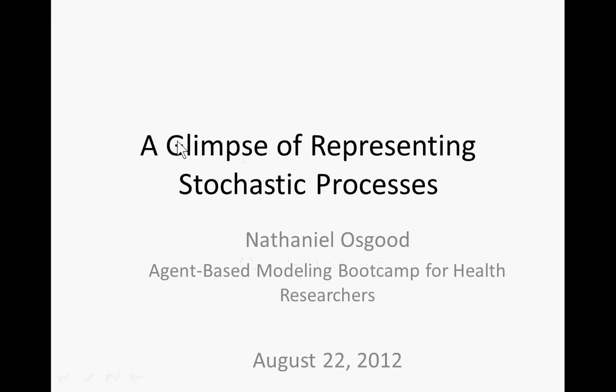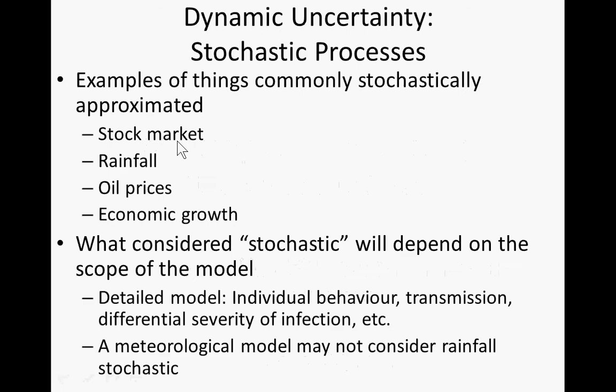We're going to use this opportunity to talk about the representation of stochastic processes. When we have uncertainty over time, we speak about there being stochastics. Frequently, there's a variety of factors that may be exogenous to models that we will consider stochastic. Things like the stock market, prices in the stock market, oil prices, rainfall, even aspects of economic growth.